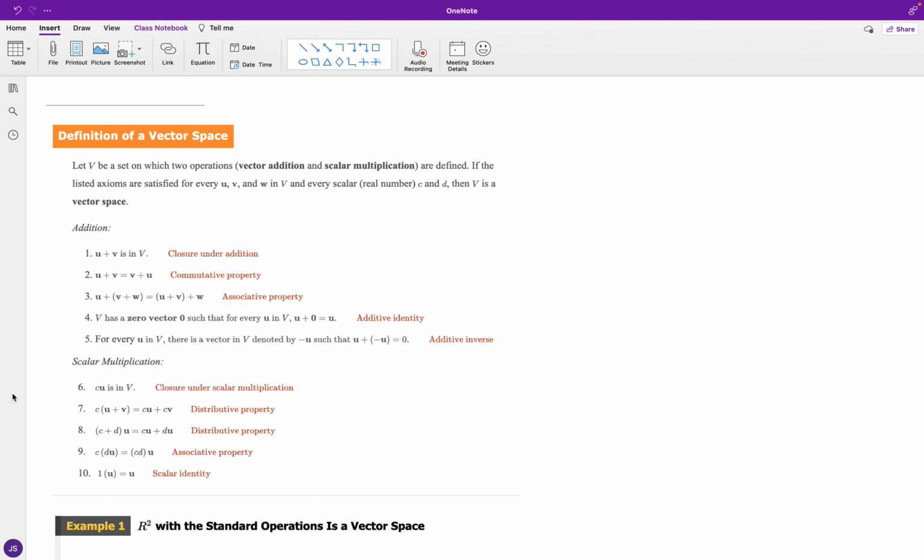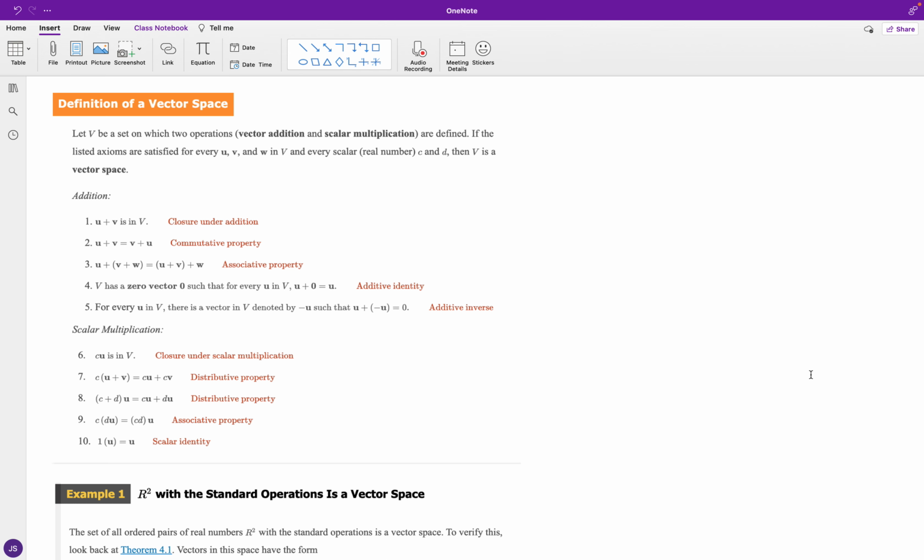By definition, let V be a set on which two operations, whether it be addition between the vectors or scalar multiplication, are defined. If the listed axioms are satisfied for every u, v, and w in V and every scalar c and d, then V is going to be a vector space. We have our various properties regarding addition, where the sum of the vectors u plus v is in V. This is closure under addition.